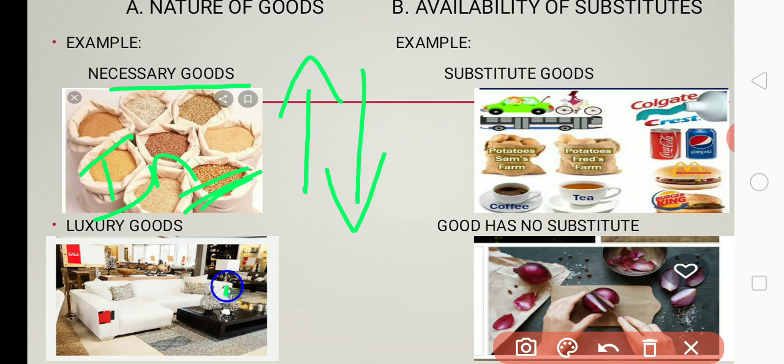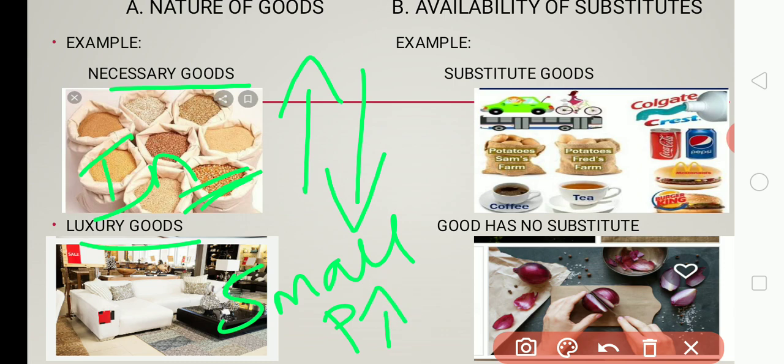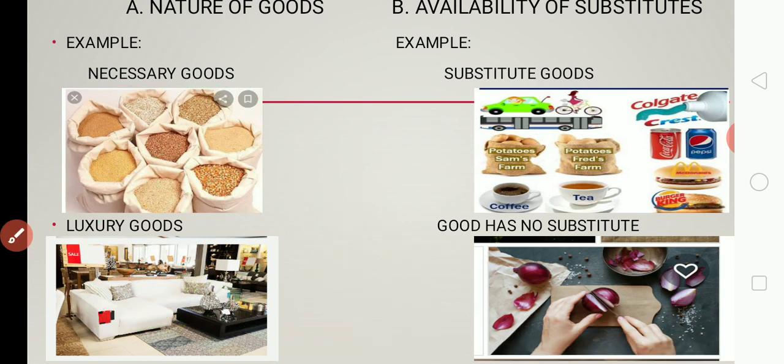But for the luxurious goods, a small change in price will lead to a greater change in demand. The demand will be more. For example, precious jewels: recently gold prices have been increasing more. Suppose we hear news that the price decreased by 1000 rupees or 500 rupees, a small change only in the gold price. What will we do? We demand more gold. So for luxurious goods, the demand will be elastic. So this is the first, nature of goods.